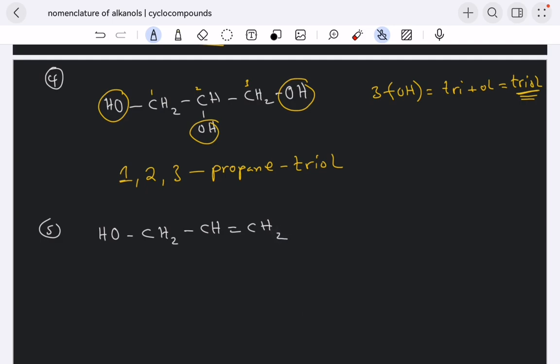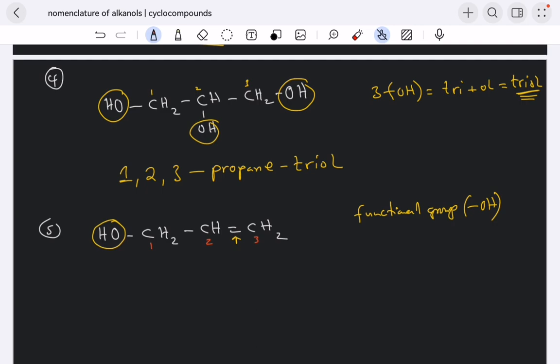Now, in this case, what we're looking at is we have a double bond and we have a hydroxyl. So which one do we prioritize? We always prioritize a functional group. So in this case, hydroxyl is a priority. So when you start counting, we start counting from where the hydroxyl is. So this is 1, 2, 3. So how do we name this particular compound?